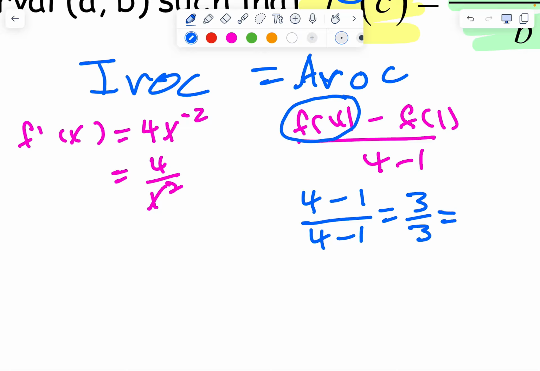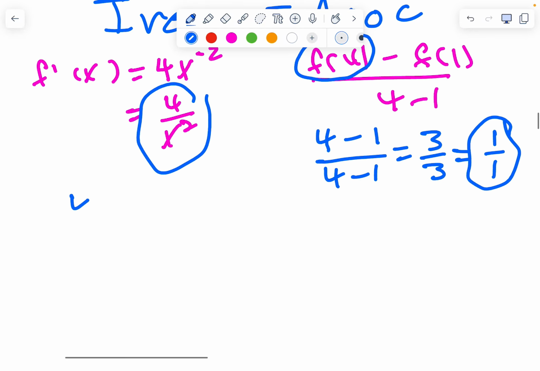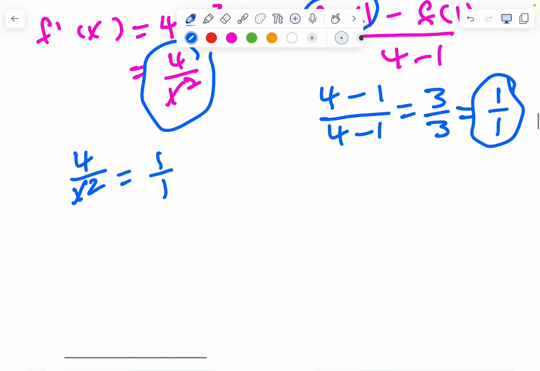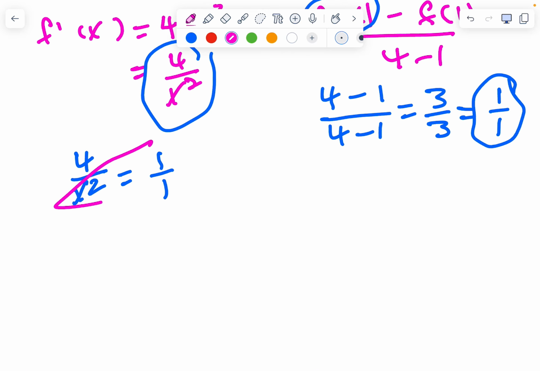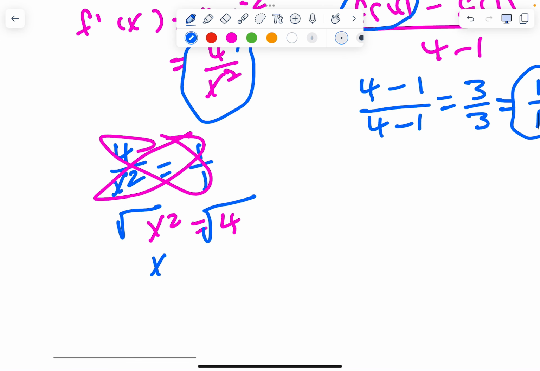What's the easiest number instead of 3 over 3? 1 over 1. We are going to set these 2 equal to each other, applying algebra. So here we go. 4 over x squared is equal to 1 over 1. And let's cross multiply. When I do, I get x squared is equal to, how many is 4 times 1? 4. And then we are going to square root it. And when I square root, we get how many numbers? We actually get plus or minus, right?